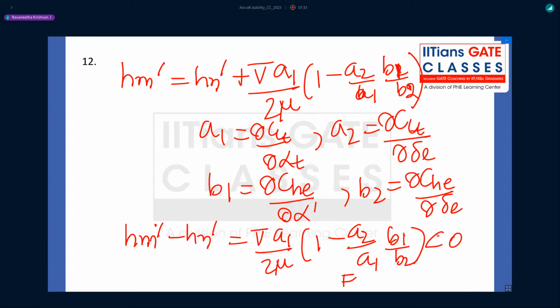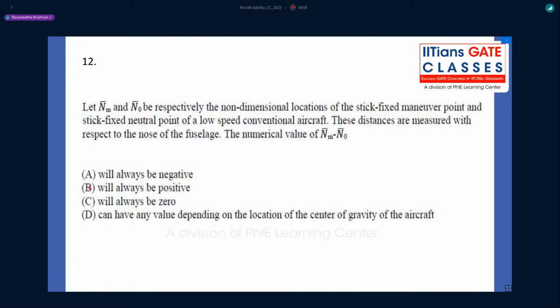It is greater than 0 only, but still compared to the stick free neutral point, the stick fixed neutral point has got reduced, because the stick free maneuvering point also got reduced. Thereby this value will get reduced, but still remains positive. How much it gets reduced is by the factor F. That much it gets reduced. So the option will always be positive. Any doubt?